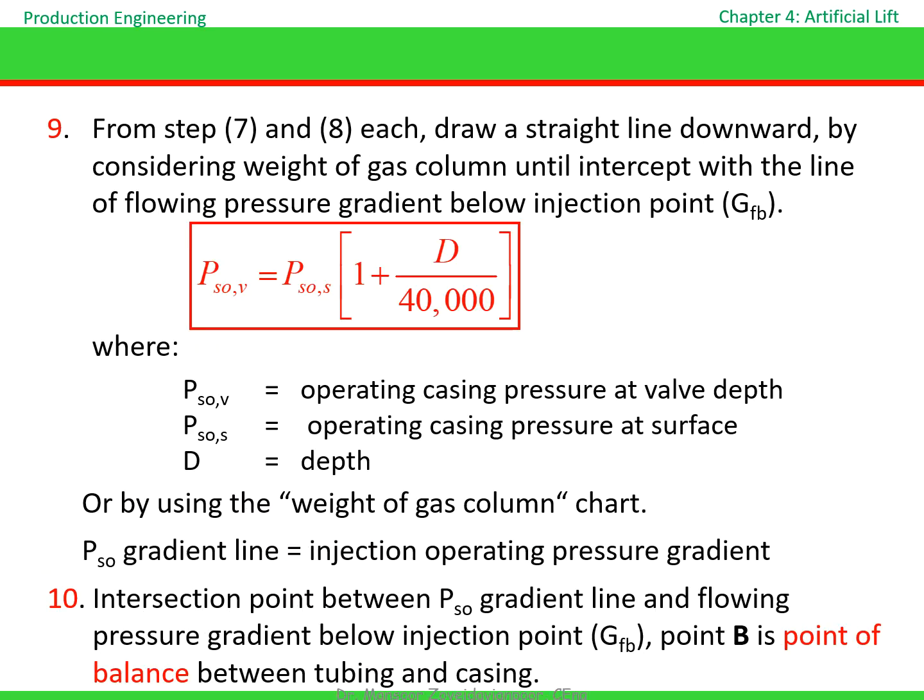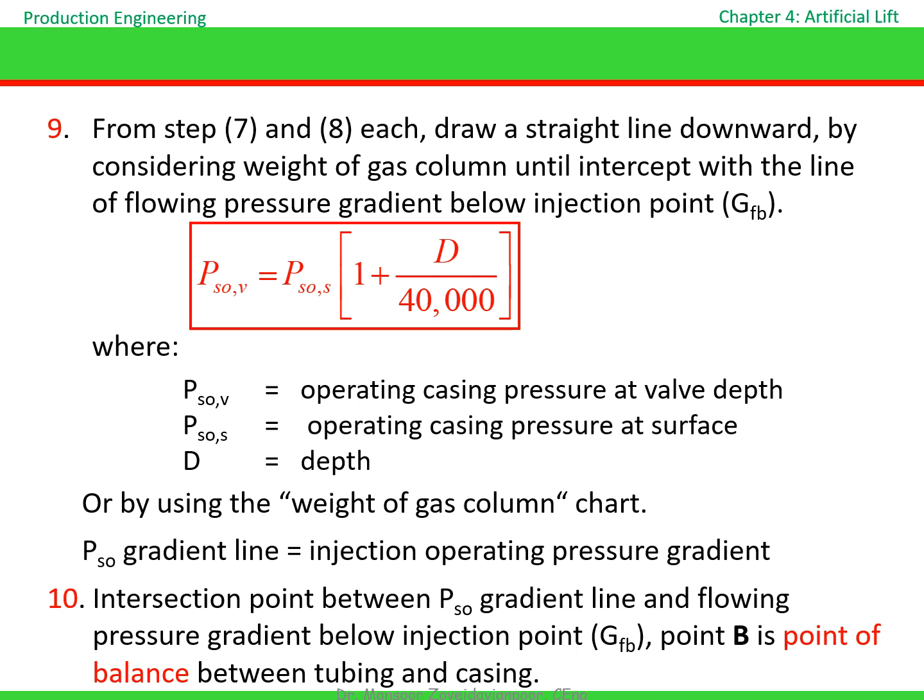Next, we project the operating casing pressure, PSO, downward while accounting for the weight of the gas column. This gives us the casing pressure gradient inside the well. Where this line intersects the flowing pressure gradient below the injection point, GFB, we obtain point B, known as the point of balance.